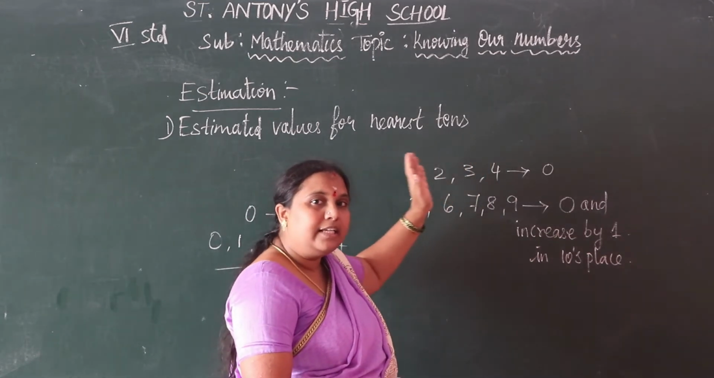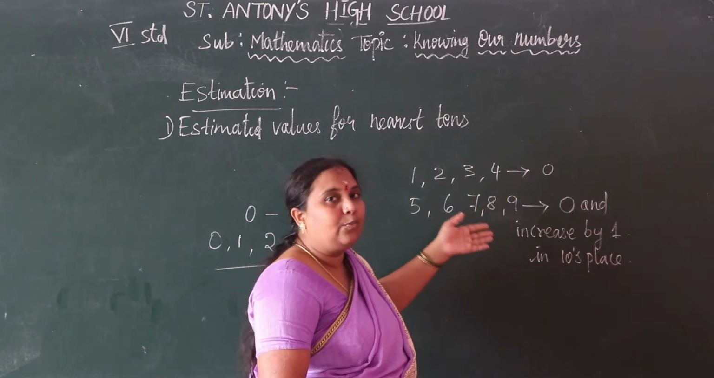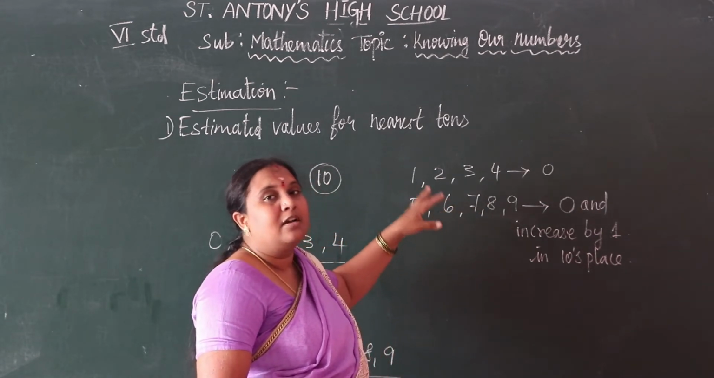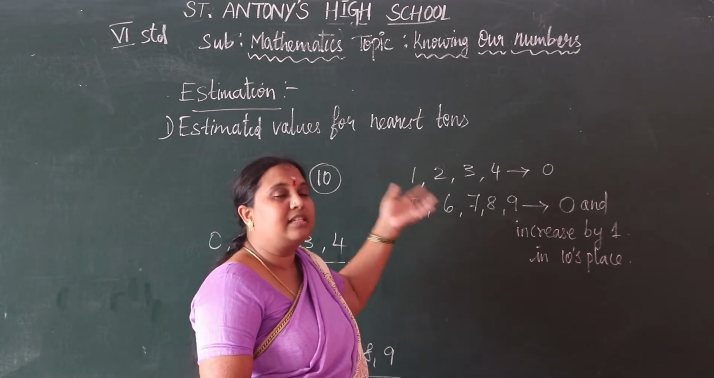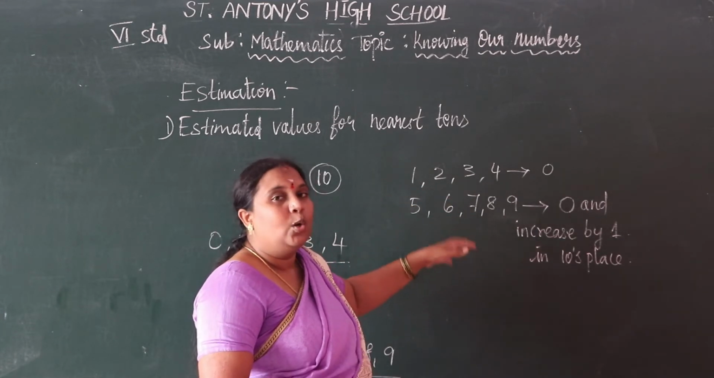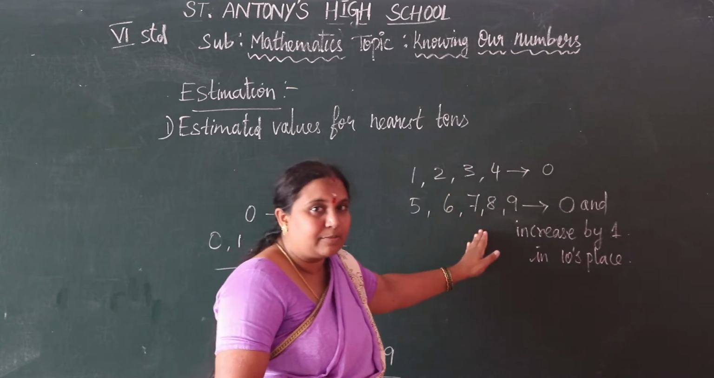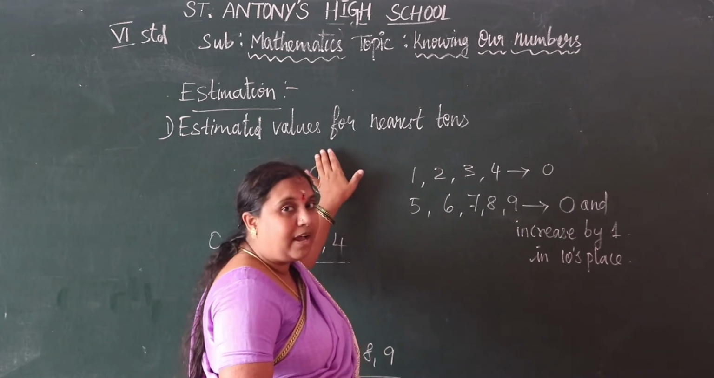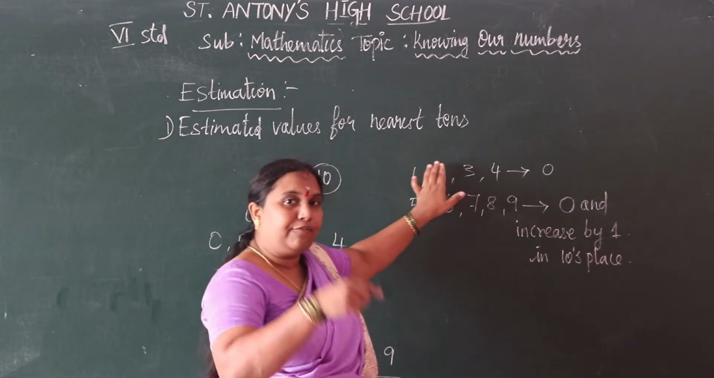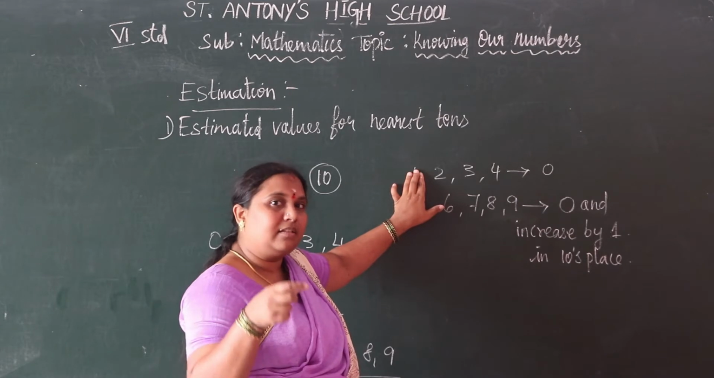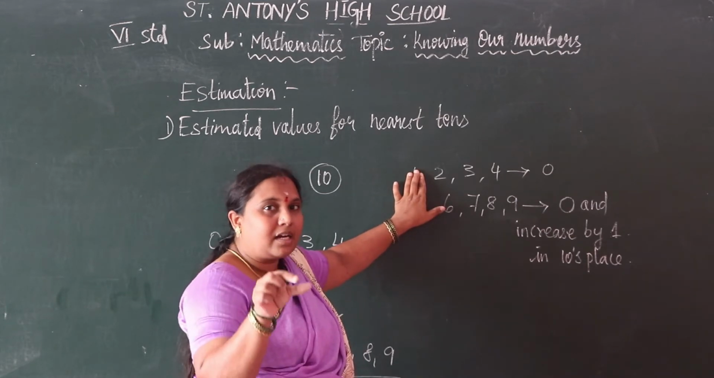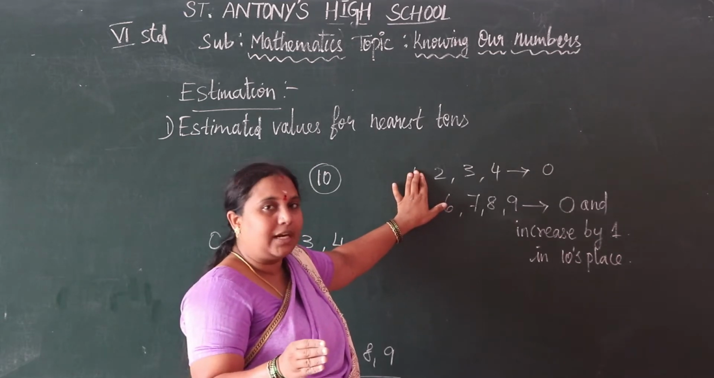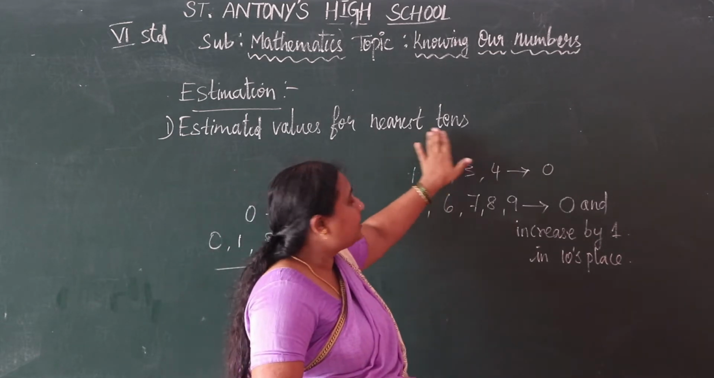Estimated value for nearest tens. Here we are taking only the two-digit part. If we take any number, a 4-digit, 5-digit or 6-digit number, we compare only the tens place and ones place. Understood? For the nearest tens, even if it is a 5-digit number, we consider only those two digits, the units place and tens place. Understood, children?